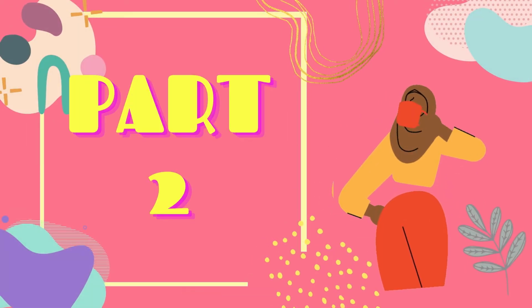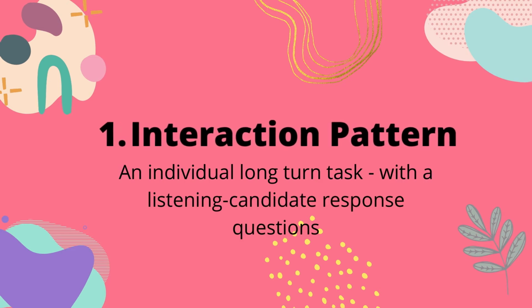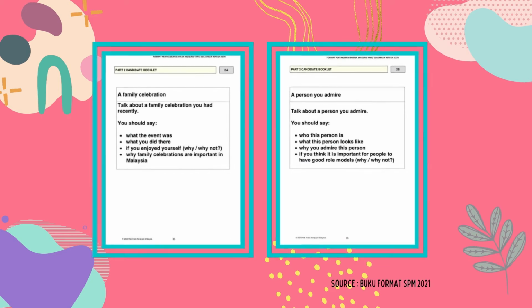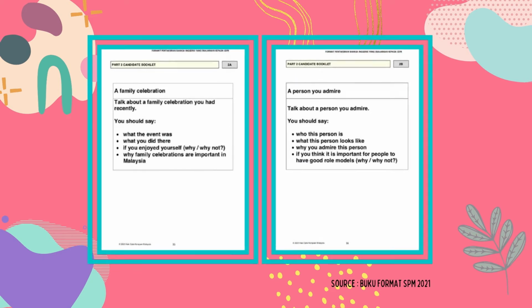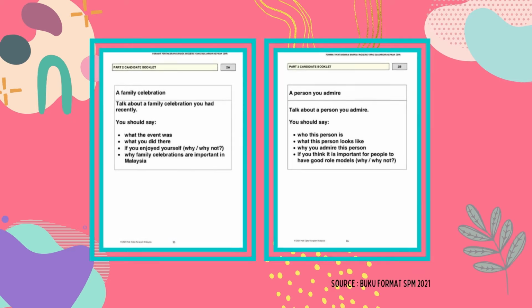Part 2. Part 2 is known as the individual long turn. During the long turn, the interlocutor will give you a task which asks you to talk about a particular topic, including points to cover as you speak. Before you speak, you will be given 20 seconds to think. You will then be asked to talk for about 1 minute on the topic you have been given.